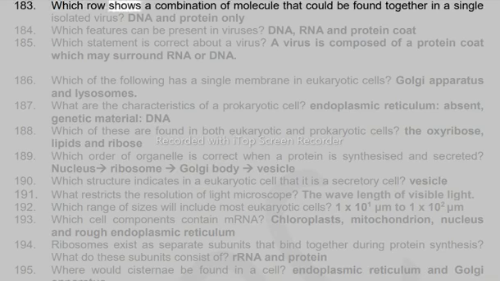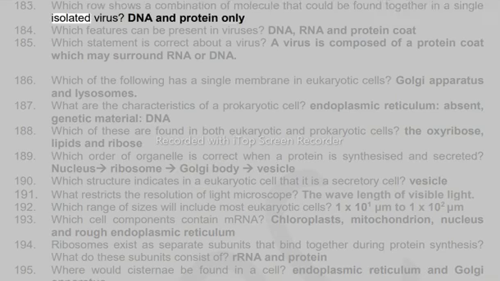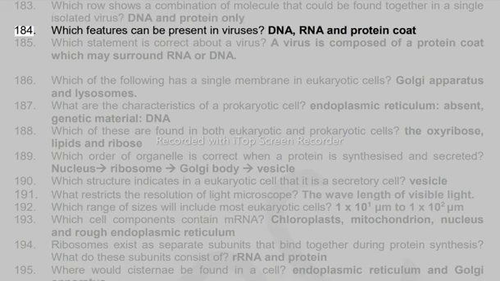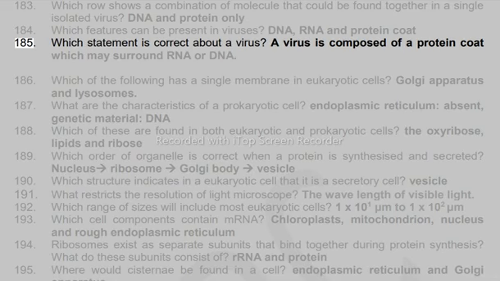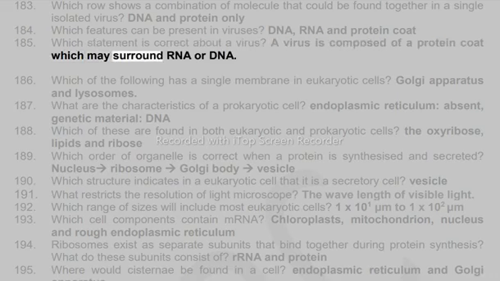183. Which row shows a combination of molecules that could be found together in a single isolated virus? DNA and protein only. 184. Which features can be present in viruses? DNA, RNA, and protein coat. 185. Which statement is correct about a virus? A virus is composed of a protein coat which may surround RNA or DNA.